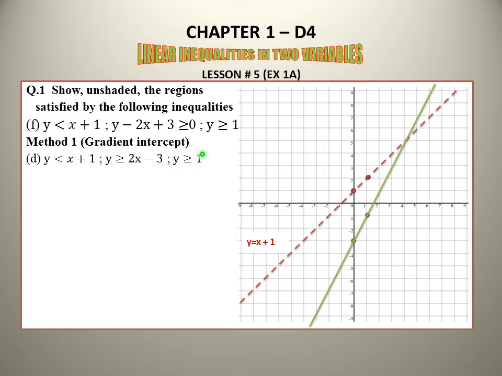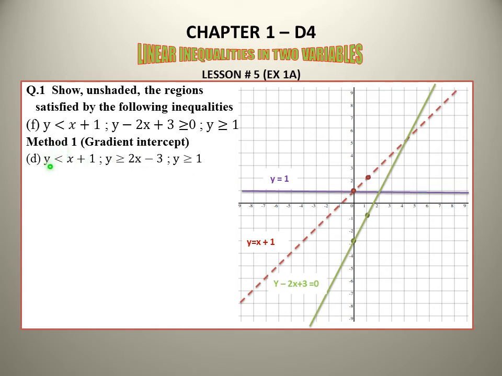Now this is a horizontal line which passes through a point where y is equal to 1. Y is equal to 1 is this point. So this will be the horizontal line, and this will be a solid line because the sign of inequality is greater than or equal to 1. Label all these lines. Now we will find again the defined region.